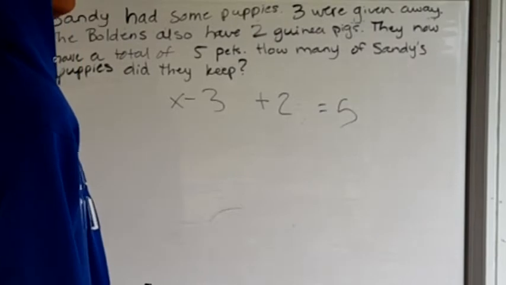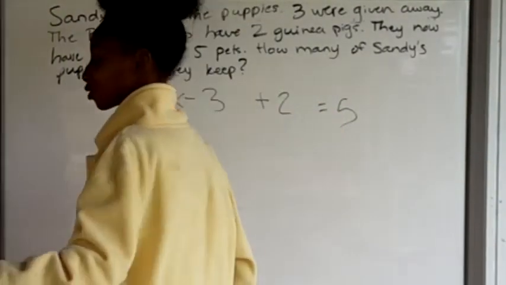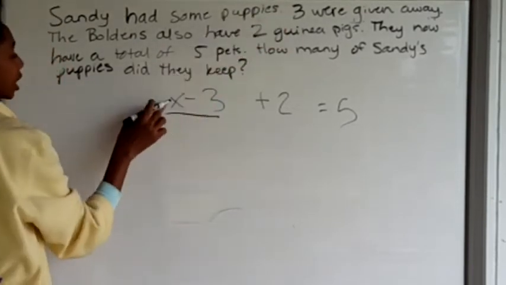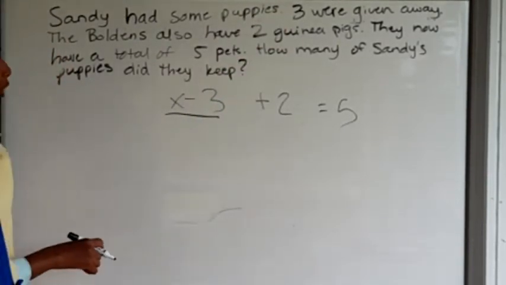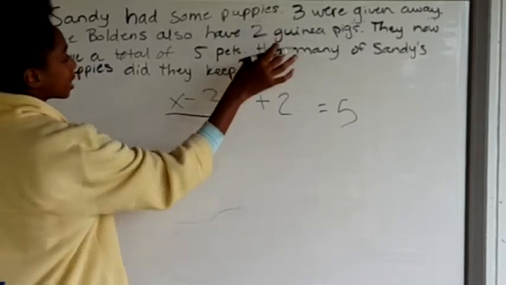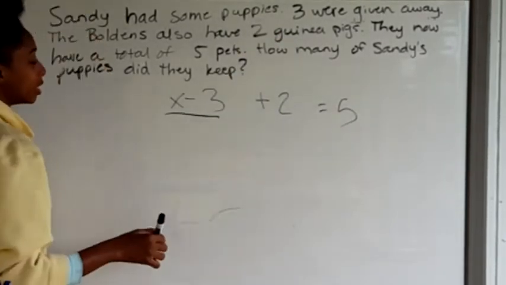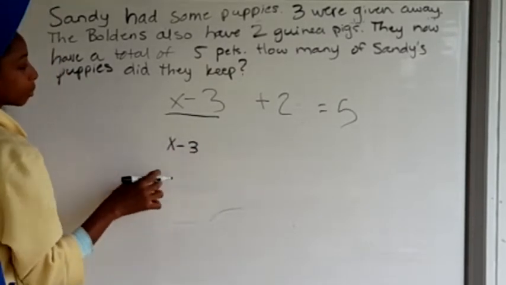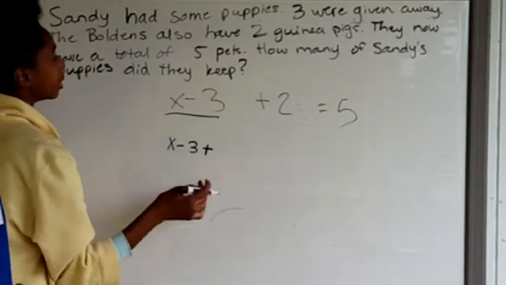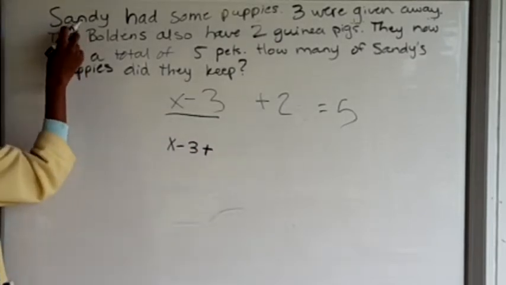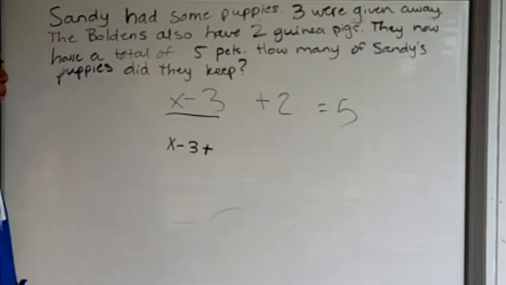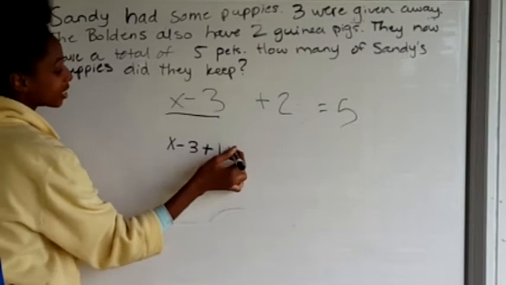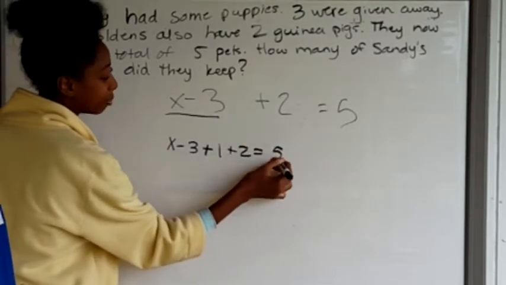All right, so he has x minus 3 plus 2 equals 5, where the x minus 3 represents the puppies taken away from her complete litter, which we don't know the number of, plus the 2 guinea pigs they have equals the total number of pets. Let's see what we're missing. So x minus 3, plus 1 dog, which is Sandy herself. Sandy had puppies. She's a dog, so she's also their pet. Plus the 2 guinea pigs equals 5 pets.